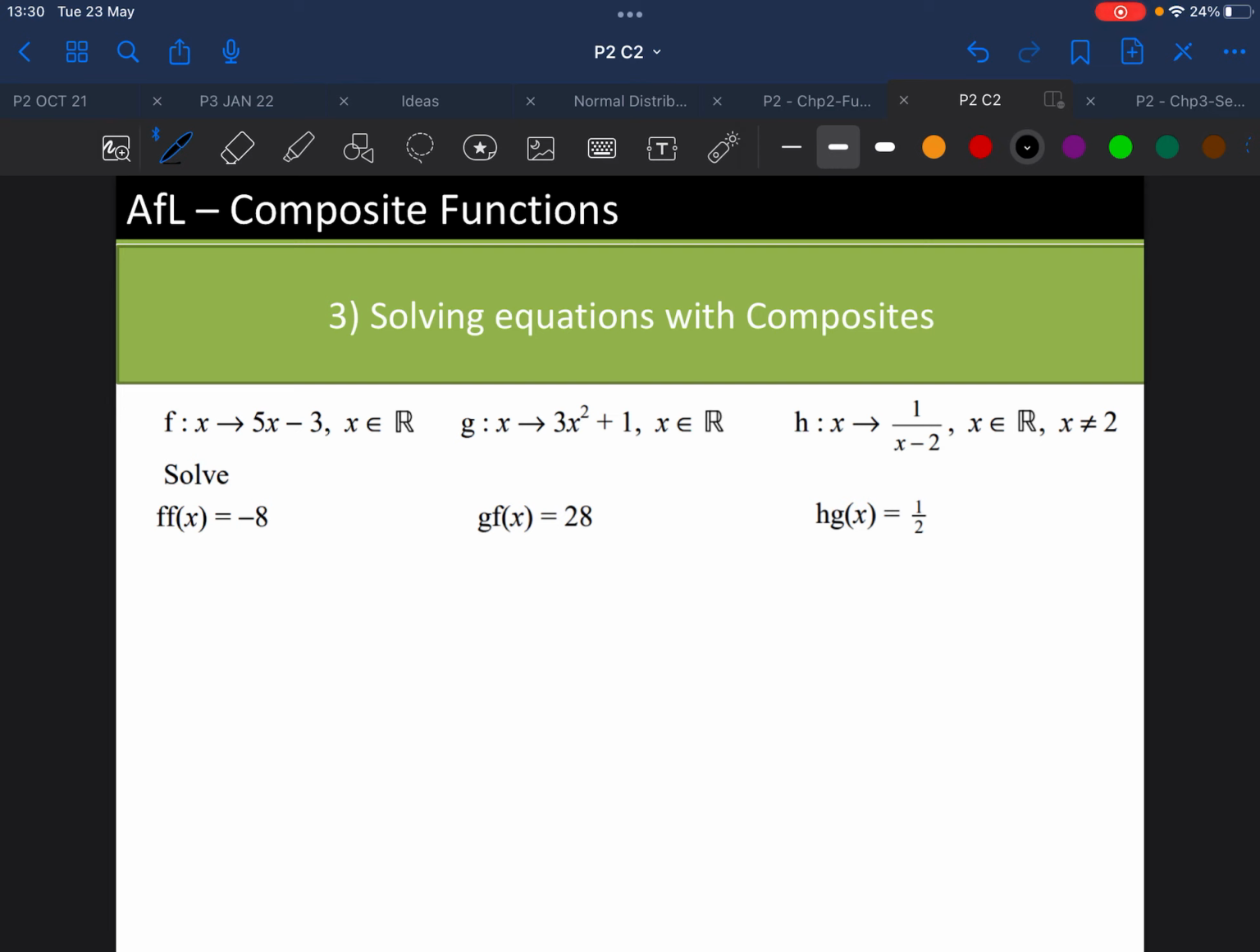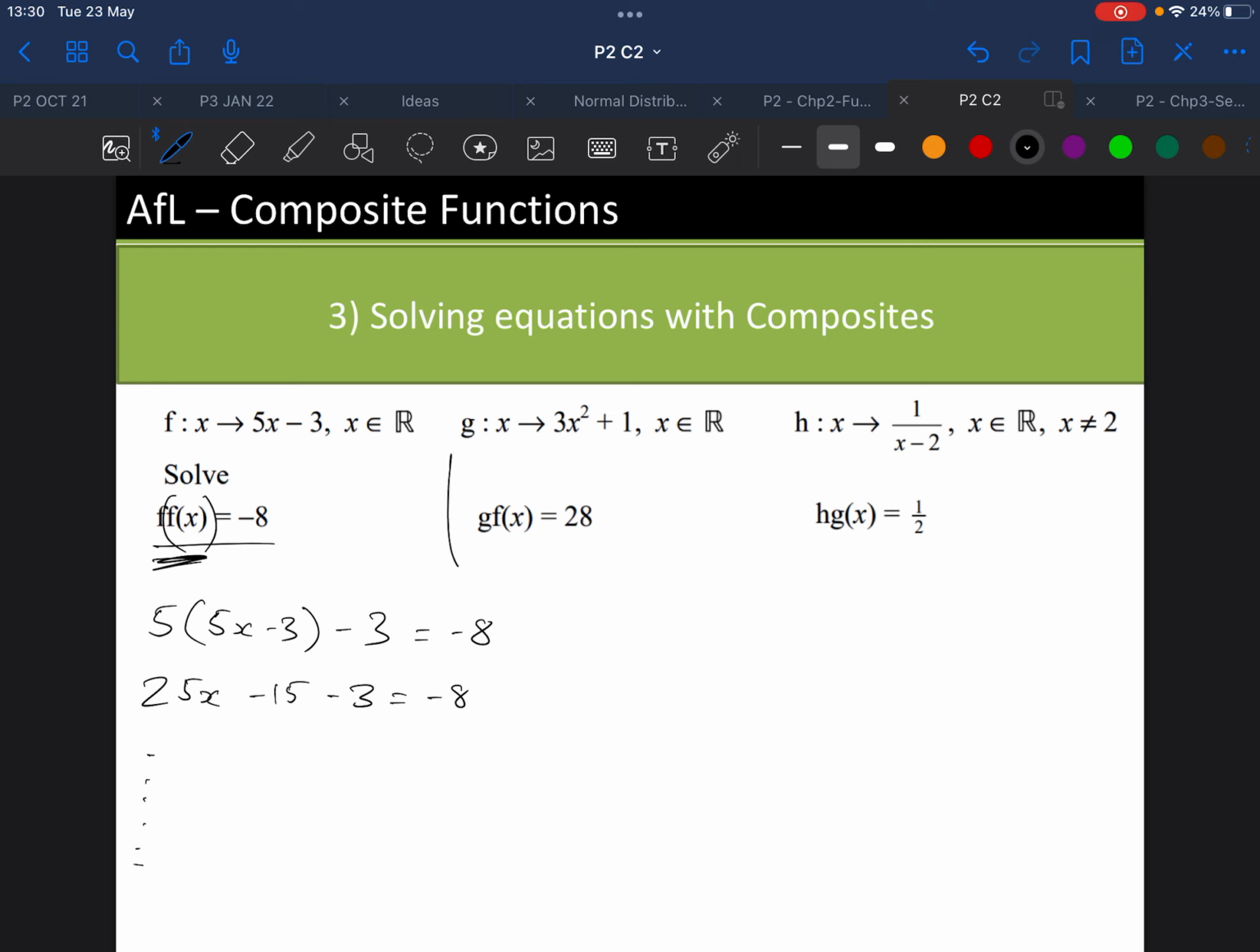And some solving. So let's do a couple of solving ones. So f of f, okay, so you write out your rule, 5 something minus 3. And what's the something? The something is 5x minus 3. So that's the right-hand side done. You set it equal to minus 8, and you solve that one there. So what's that going to be? That's going to be 25x minus 15 minus 3 equals minus 8. Okay, and just keep going with that one.